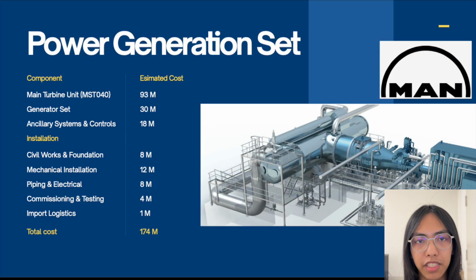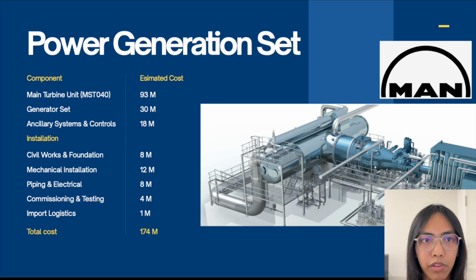For the power generation set, we will buy from MAN Energy as a whole, so they are compatible with each other. The first component is the main turbine unit, or MST040, which has a price range from 50 million baht up to 200 million baht. For our spec, we got an estimated cost of around 93 million baht, and the same for the generation unit with an estimated cost of 30 million baht.